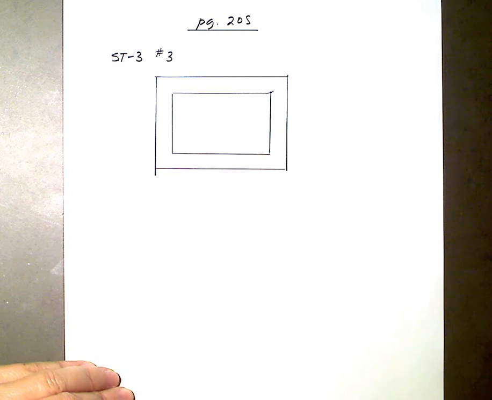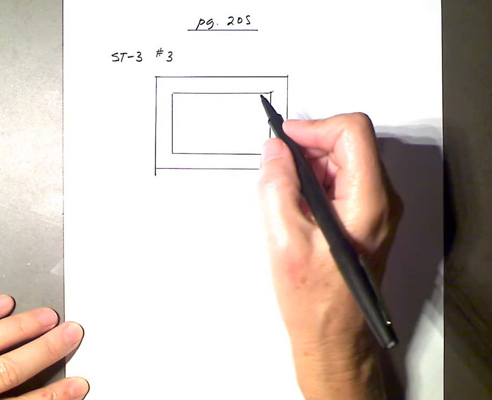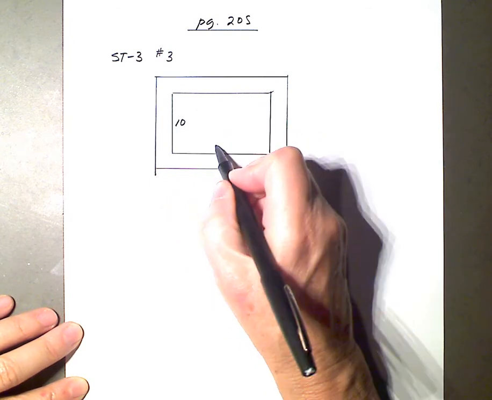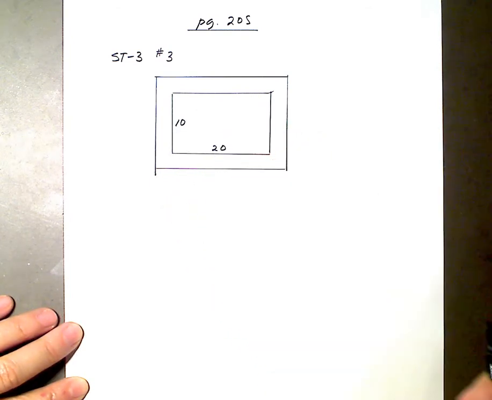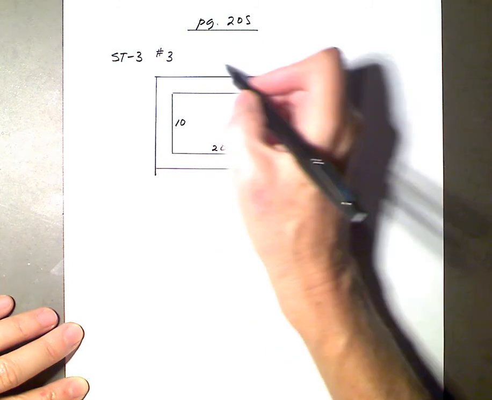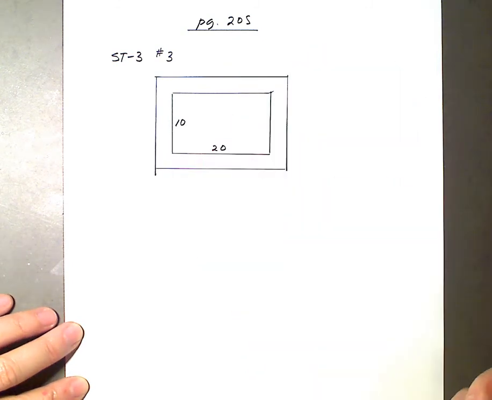This is number 3 on self-test 3 on page 205. And in this problem, we're given a 10 by 20 pool. So let's say on the inside, this is the 10 by 20 pool, and it's surrounded by a deck. The deck is all the same width, and we have to find out how wide that deck is.